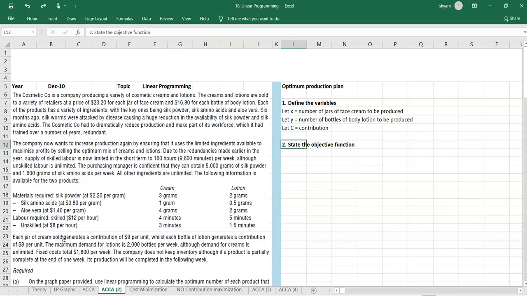9x plus 8y. Okay, this is the 8y. So let's see the number. It is 9x plus 8y. So what you have to do? You have to maximize it. So let's see the next one.